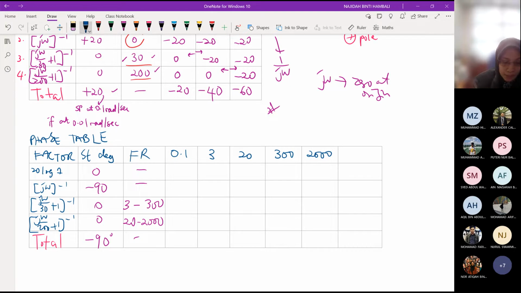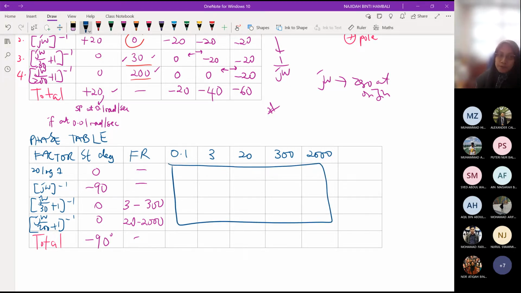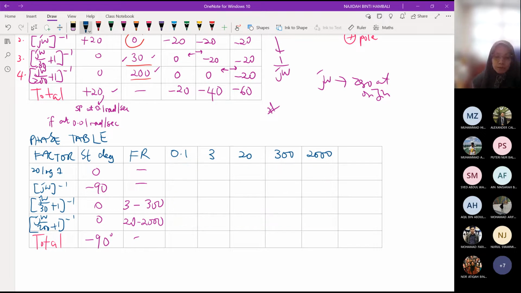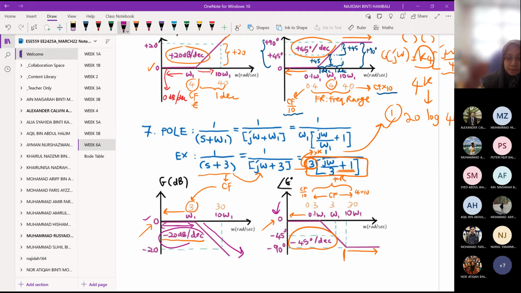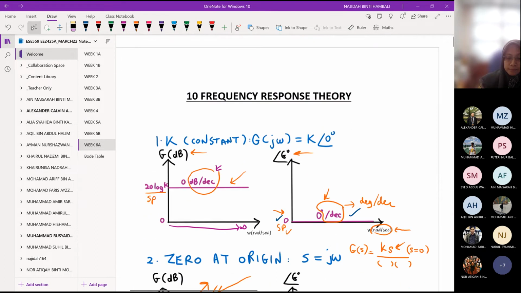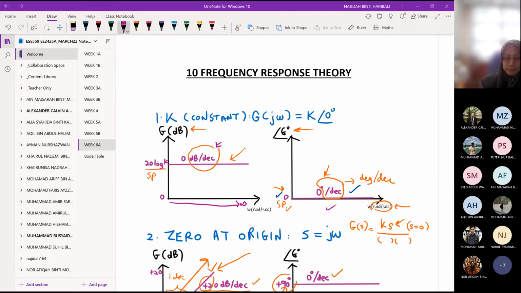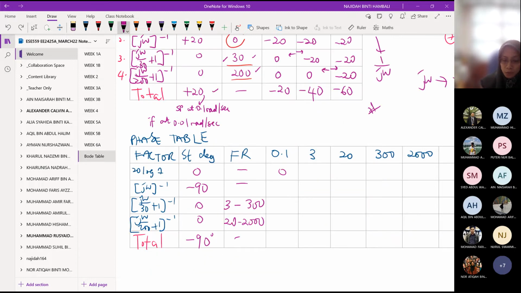Okay, now for the middle part you need to fill in the slope. Almost similar to the magnitude part. Refer to theory number one for constant. What is the slope value for phase? Don't refer wrongly to magnitude; refer to phase to fill up the phase table. What is the value of the slope for theory number one? Zero. Zero degree per decade. So put zero, zero, zero, zero, zero. The last column, leave it; that is to fill in something else.